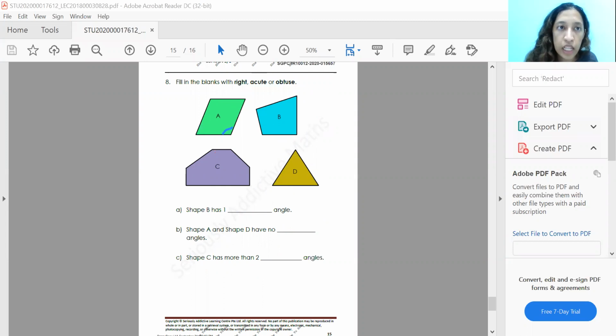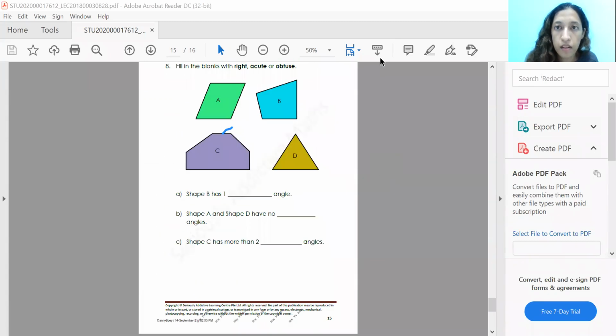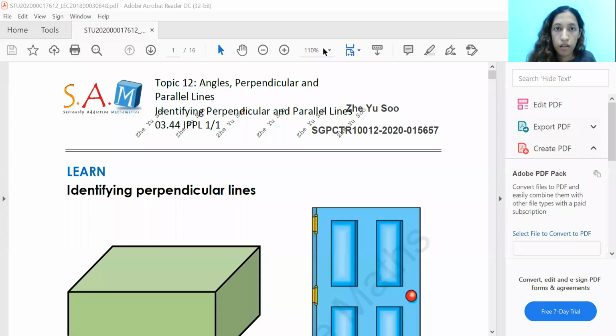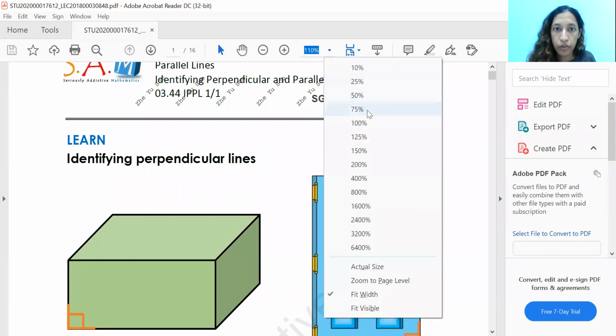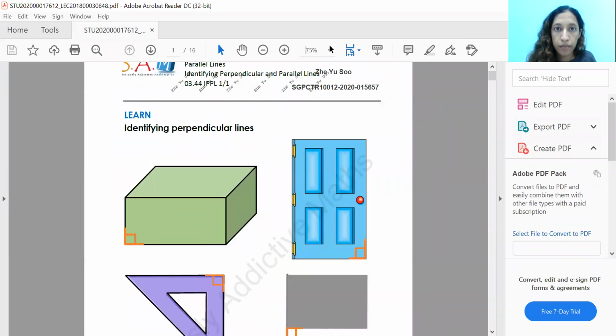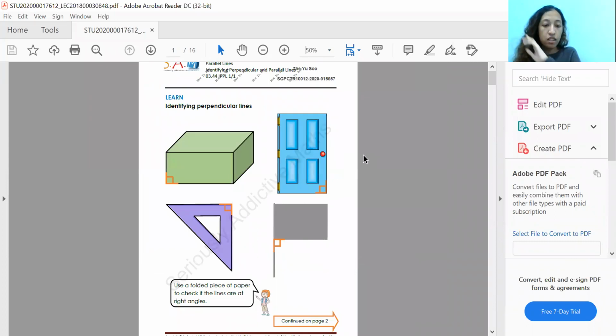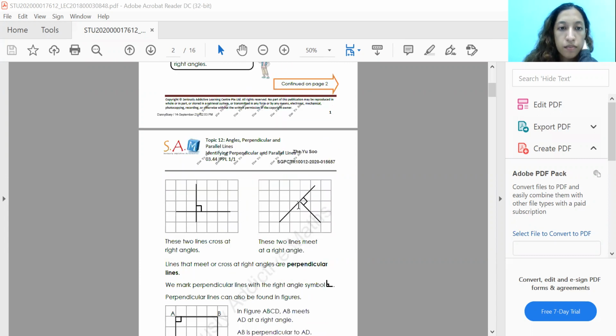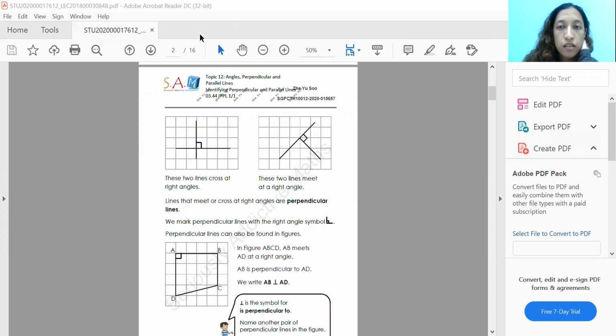So I'll be uploading the next booklet in a bit. Okay, so next I'll be going through with you guys on this, which is to identify perpendicular lines. Okay, so identifying perpendicular lines, all right? Okay, so let us see.